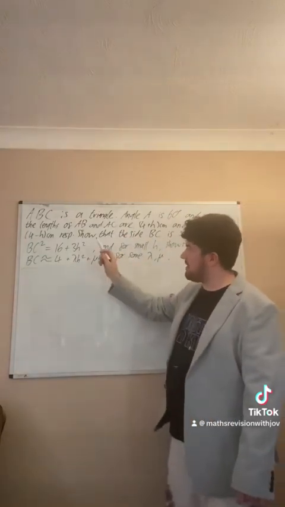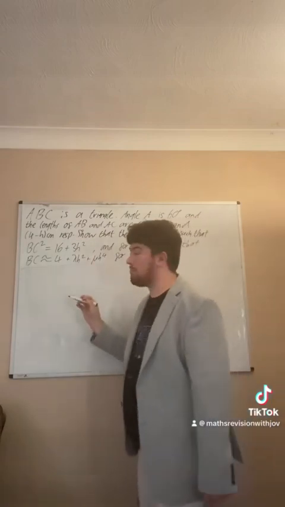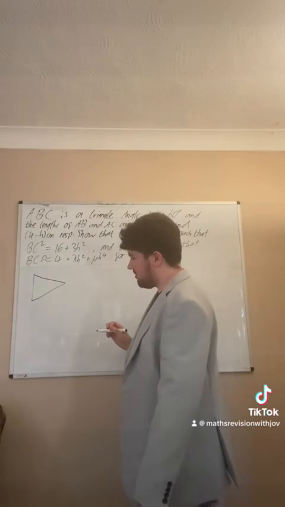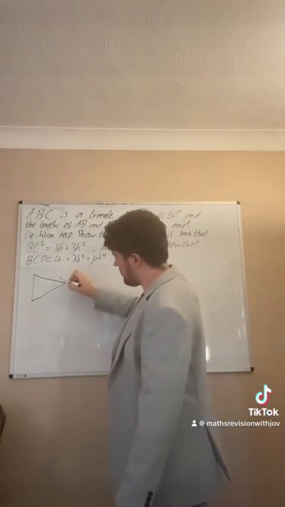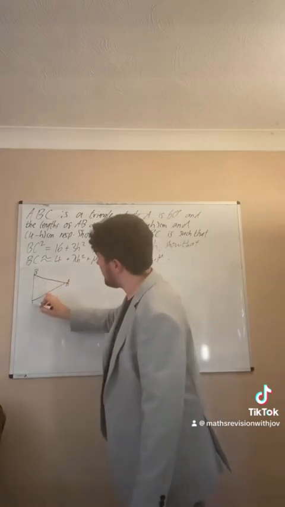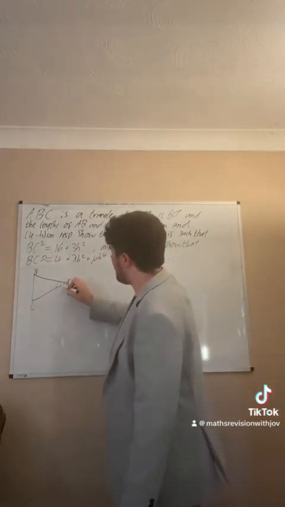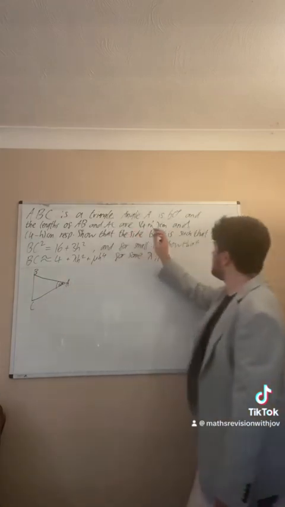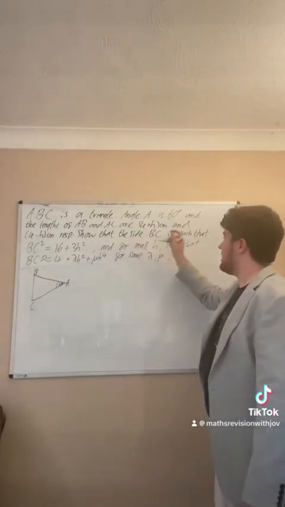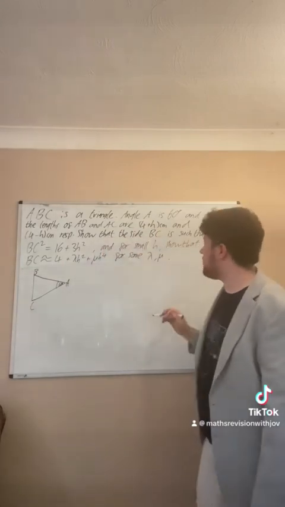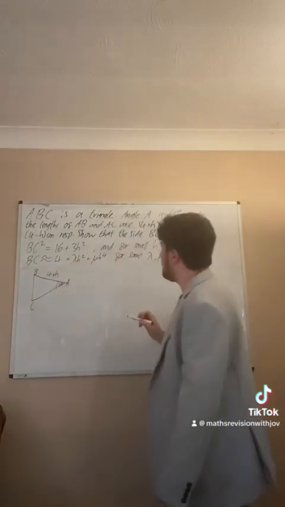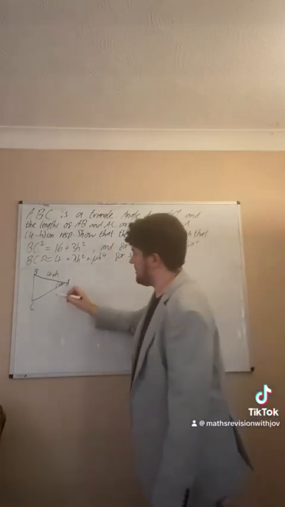The first part is ABC is a triangle. It's probably best to draw that triangle. Let's draw it like this. We've got A here, for example, B here, and C here. Angle A is 60 degrees, as it says in the question. And the lengths of AB and AC are, so AB is 4 plus h centimetres, so write 4 plus h, and AC is 4 minus h.